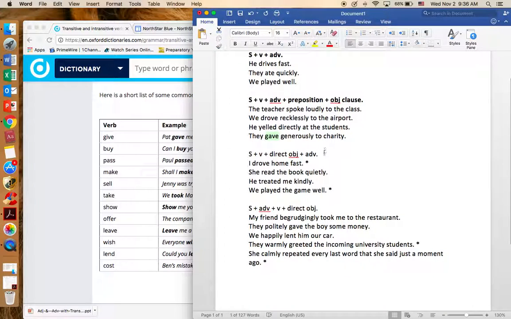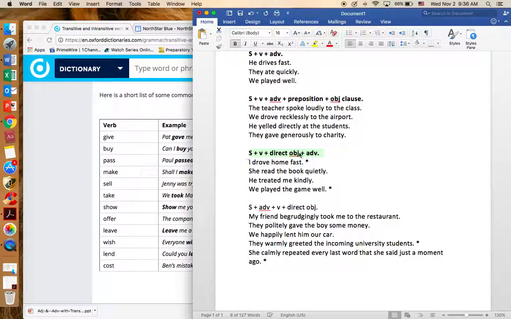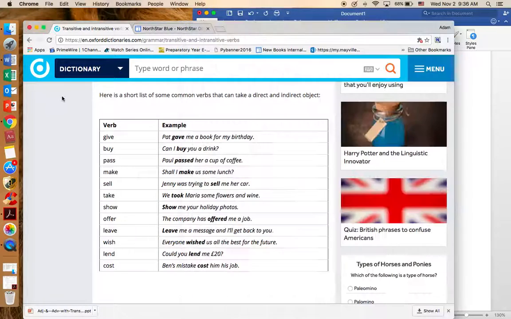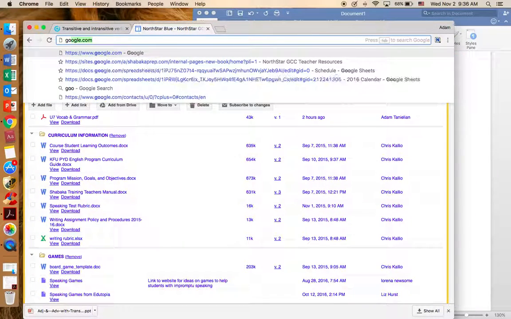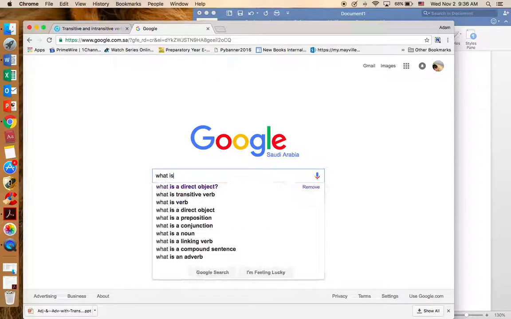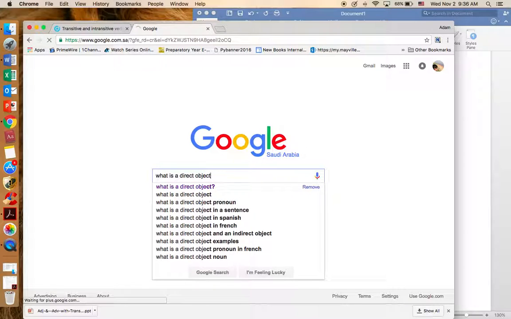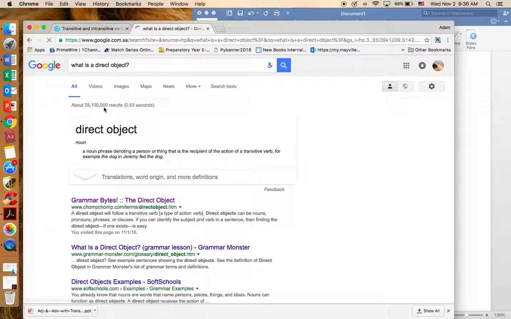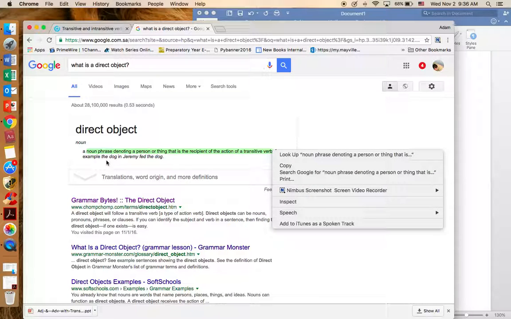Our next grammar pattern is subject, then verb, and then direct object followed by adverb. Now some of you might still be questioning what a direct object is, and for all such questions I urge you to go to our friend Google and just type what is a direct object. Because I did it earlier, it's even got it there in the autocomplete. A direct object is a noun phrase denoting a person or thing that is the recipient of an action of a transitive verb. For example, the dog in Jeremy fed the dog.